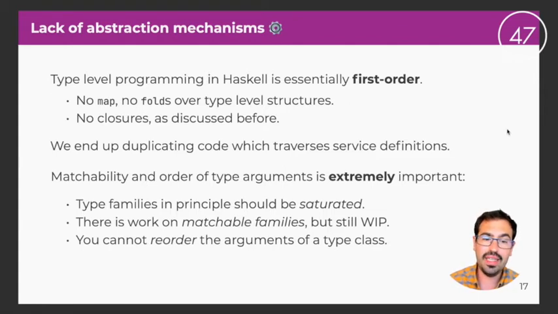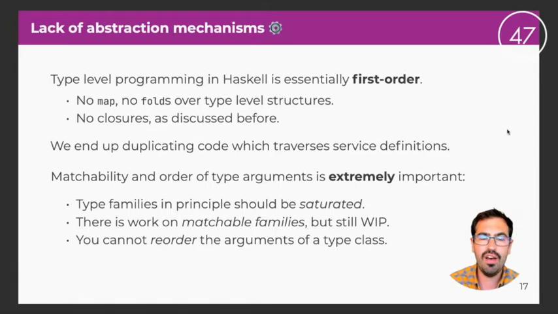The other thing is that once you do type level programming, matchability and the order is extremely important. And with matchability, I mean that type families in principle are saturated, where type classes may not appear saturated, which is a big difference. There's work on matchable families, but as far as I know, it's still work in progress. But even with type classes which may appear unsaturated, the order is extremely important, because once you fix this order, it's very hard to reorder this. There is no such thing as a flip.